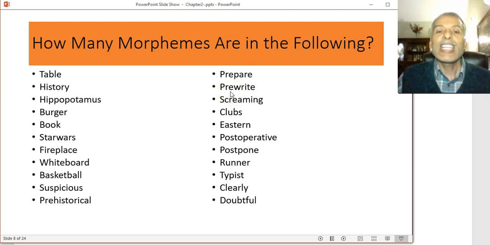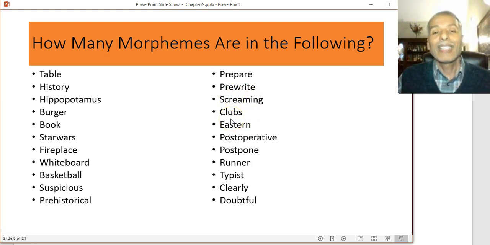How about here? Pre-write. Let's break it and see if we can have one word that has to do with that. So pre, and then we say write. So write here is one morpheme by itself, free, and then pre is going to give us the meaning, means before, like right ahead of time, pre-write. So that is 2 morphemes, one bound, one free. Scream-ing. So ing is one morpheme, scream is one, so ing is the bound morpheme, and then scream is the free.